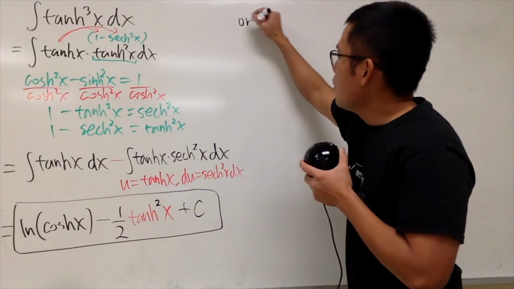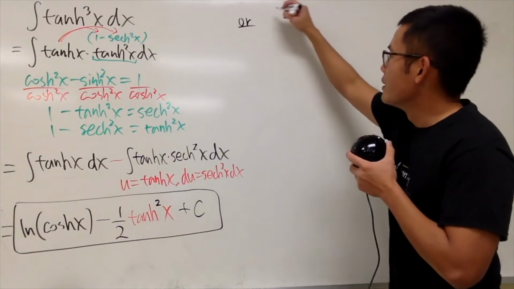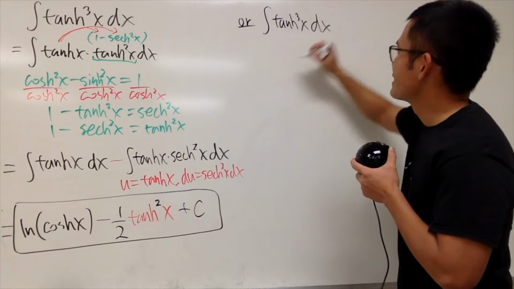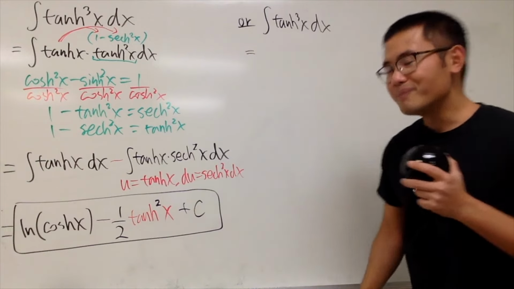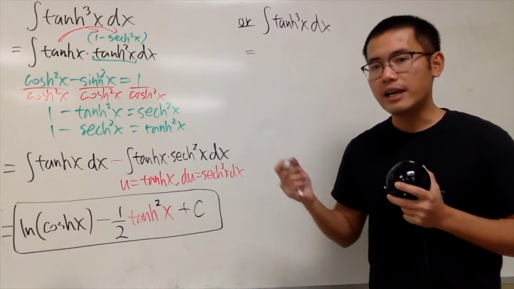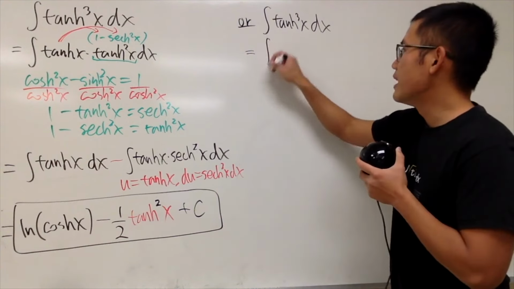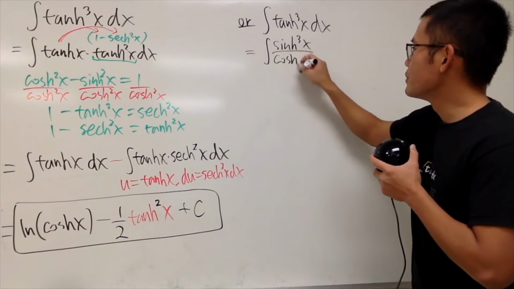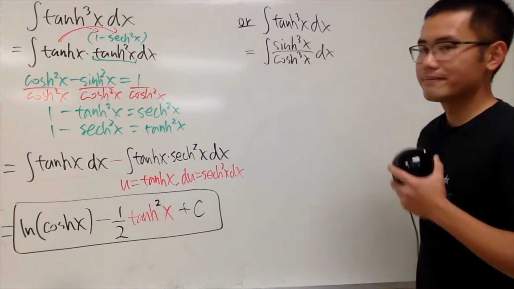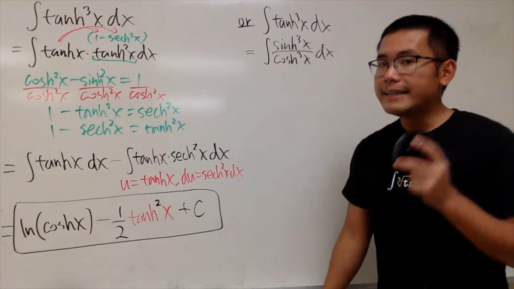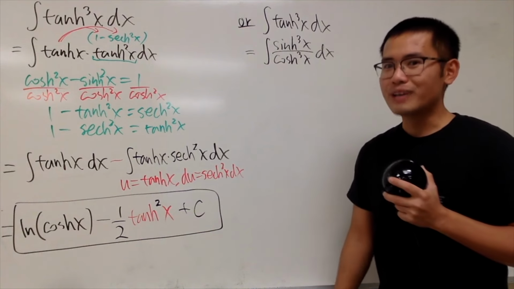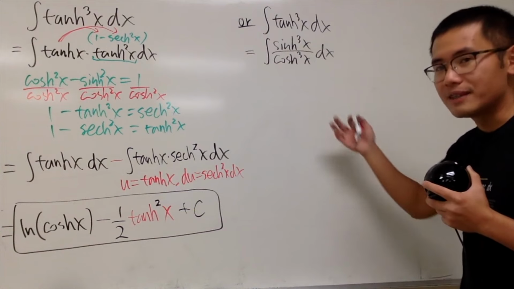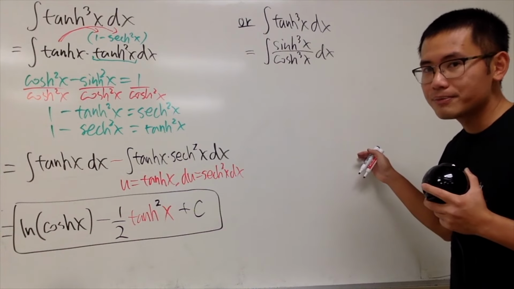Now, if you would like, you can do the following as well. The integral of tanh to the third power x dx. Well, tanh is the same as sinh x over cosh x. So we can look at this as the integral of sinh to the third power x over cosh to the third power x dx. Ideally, we are going to use u-sub. Hopefully, we can let u equal cosh. So in that case, we should have a sinh x on the side to help us out.